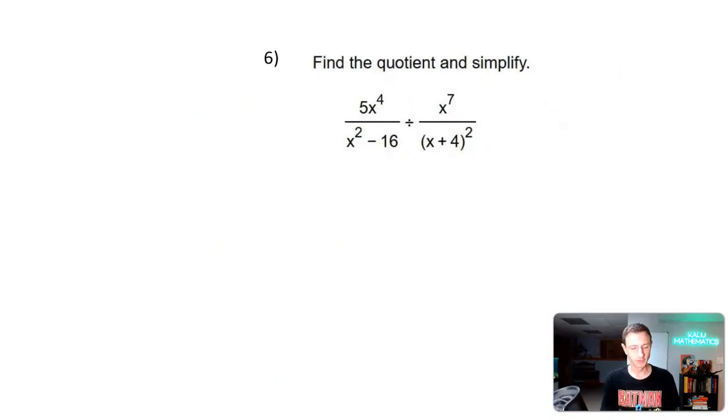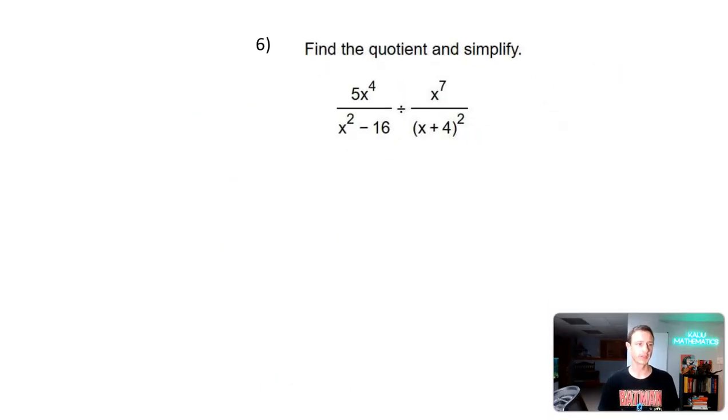Let's move on to division. Division is very similar to multiplication. The difference is that when you have division, you need to change it to multiplication and take the reciprocal. So I'm going to leave 5x to the 4th as is. I'm going to draw this out because I don't want to skip too many steps, so I'm just going to leave this alone.